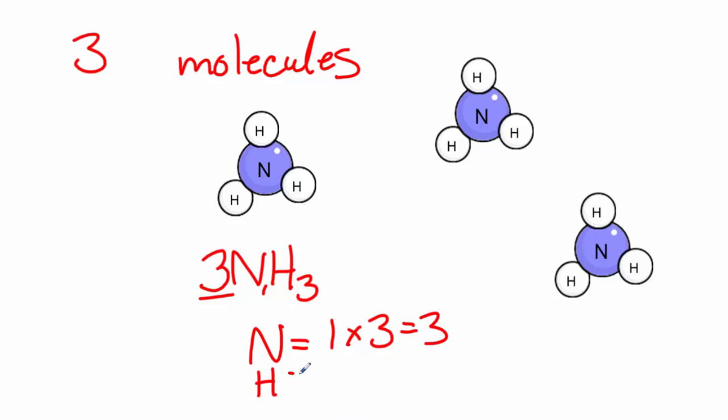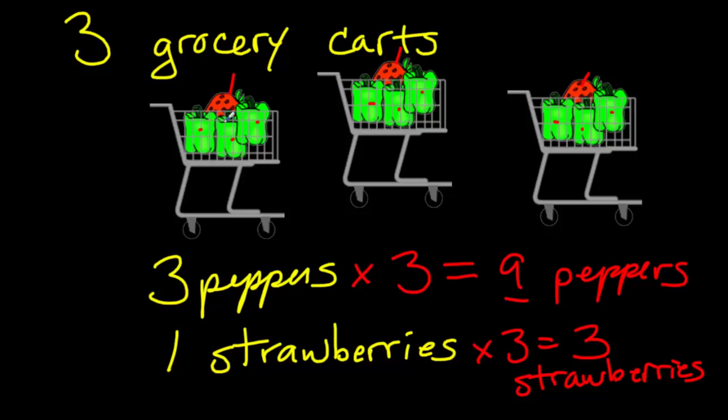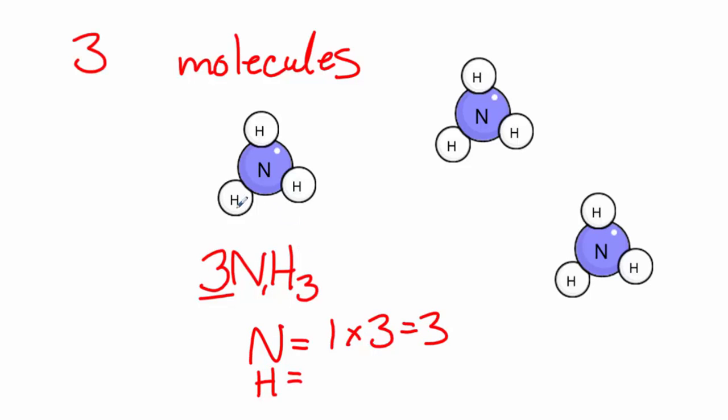How many hydrogen do I have? Just like the peppers over here, I have 3 in each molecule, and I have 3 molecules. If I wanted to, again, I could count 1, 2, 3, 4, 5, 6, 7, 8, 9. That's exactly what I came up with here.